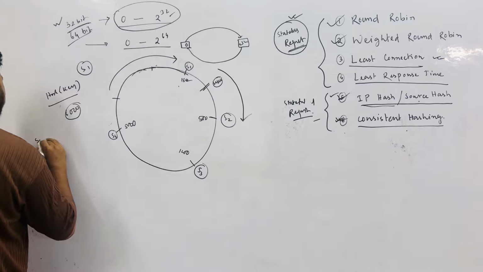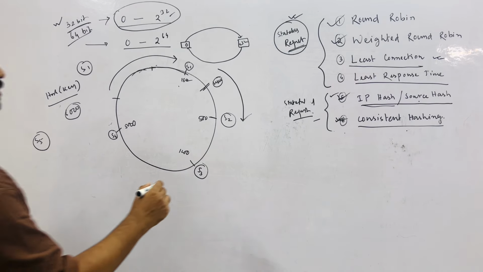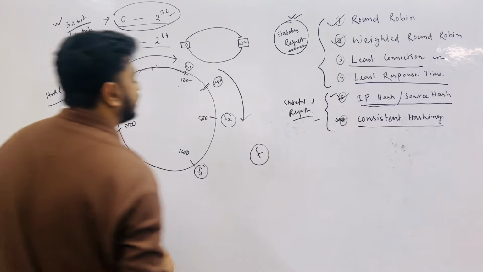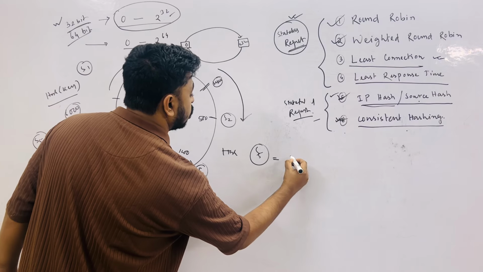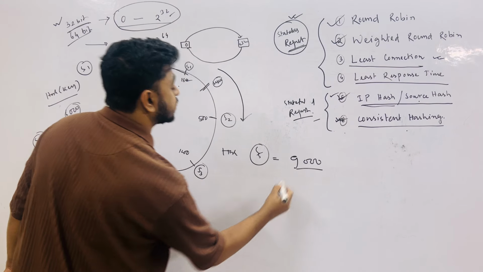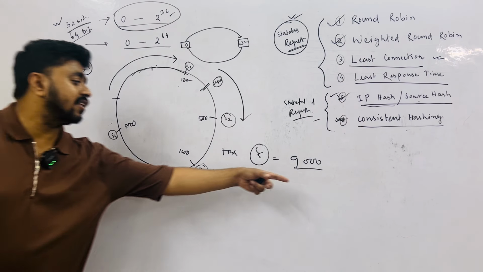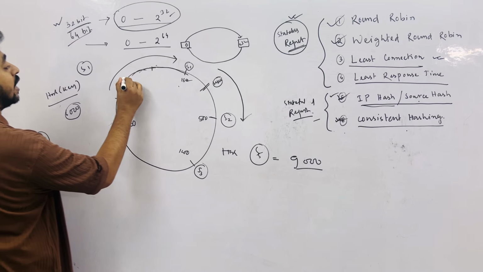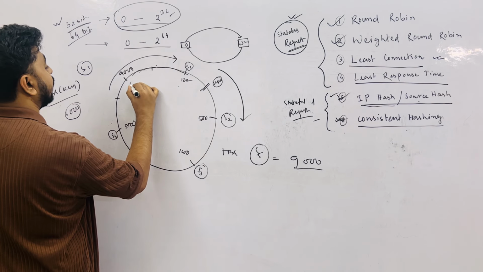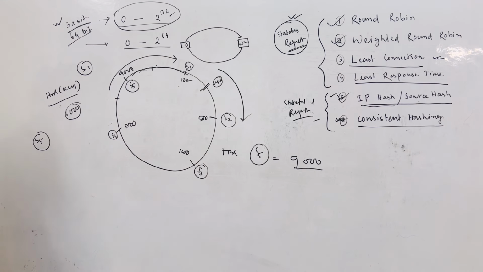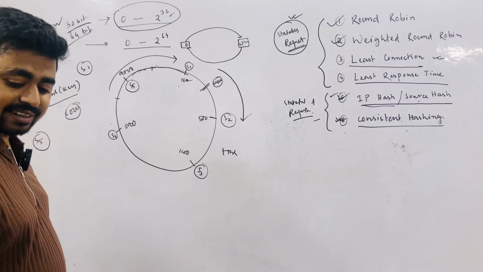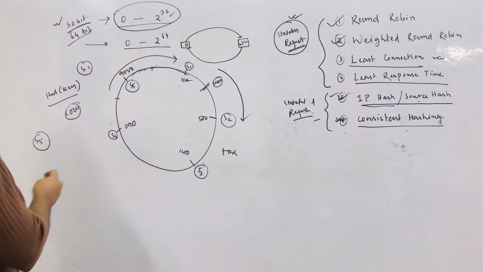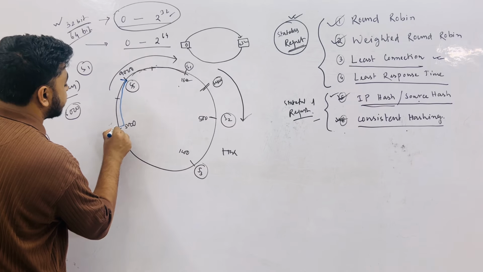Now, because of our scaling, we added another server, that is S5. Suppose the value is 9000, and I am going to lie here, and our S5 placement is here. Now what is going to happen? Where is the impact, right? The impact now is only in this region.